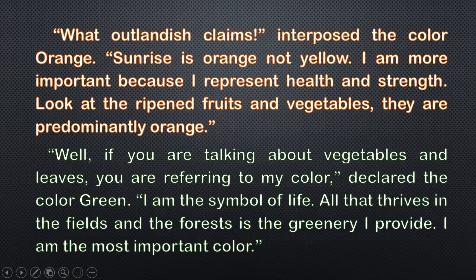What outlandish claims? interposed the color orange. Sunrise is orange, not yellow. I am more important because I represent health and strength. Look at the ripened fruits and vegetables. They are predominantly orange. Well, if you are talking about vegetables and leaves, you are referring to my color, declared the color green. I am the symbol of life. All that thrives in the fields and the forest is the greenery I provide. I am the most important color.